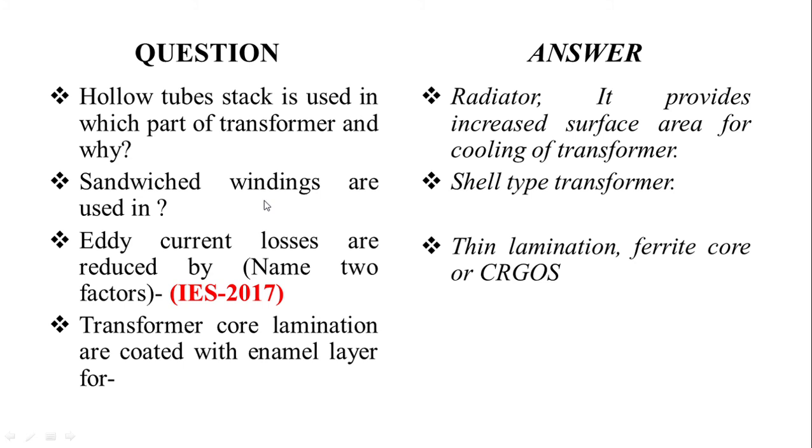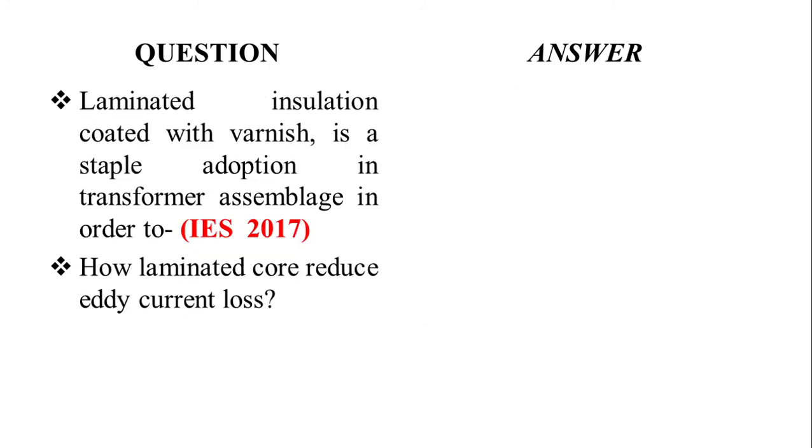Next question is, transformer core laminations are coated with an enamel layer for, the answer is, insulating laminations from each other. Next is, laminated insulation coated with varnish is a staple adoption in transformer assemblage in order to, the answer is, minimize eddy current losses. Next is, how does a laminated core reduce eddy current losses?